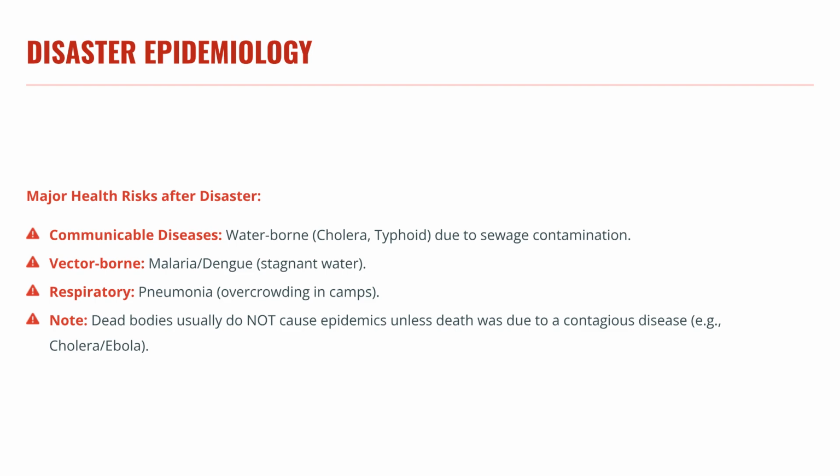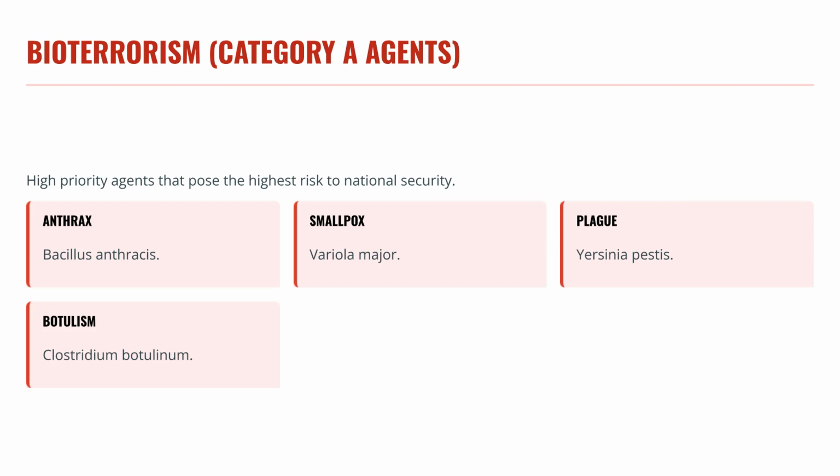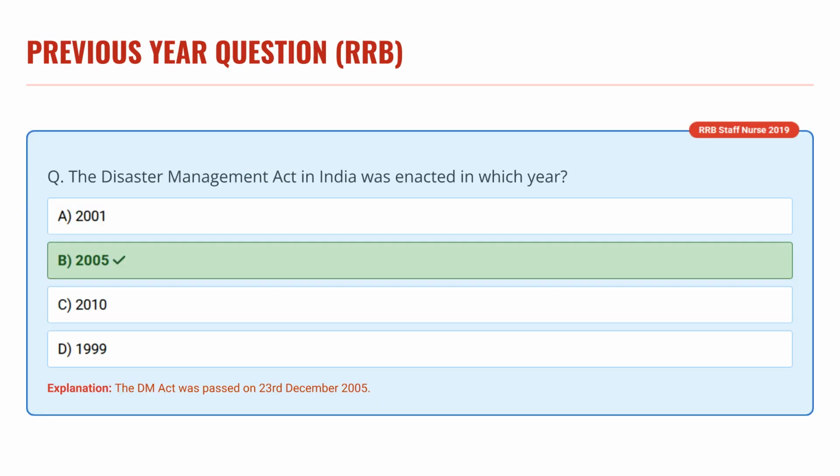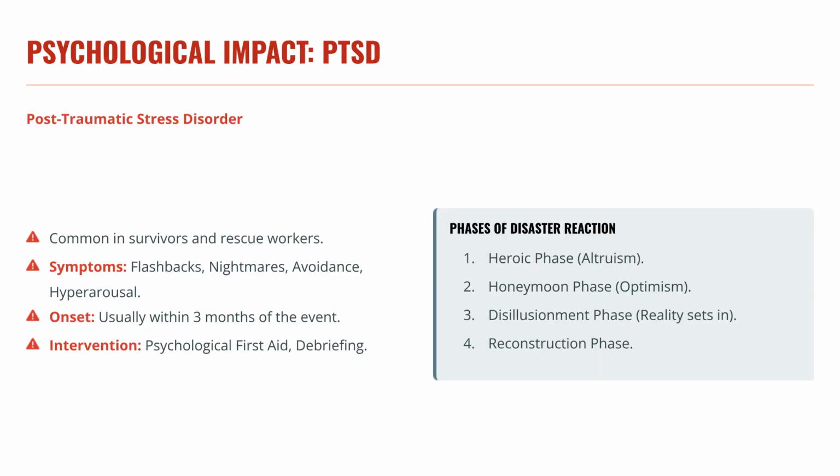After a disaster, major health risks include waterborne diseases like cholera and typhoid, vector-borne diseases, and respiratory infections due to overcrowding. Bioterrorism Category A agents pose the highest risk. These include anthrax, smallpox, plague, and botulism, requiring high vigilance and preparedness. The Disaster Management Act in India was enacted in 2005. Post-traumatic stress disorder, or PTSD, is common among survivors and rescue workers. It can be addressed using psychological first aid and debriefing during the recovery phase.